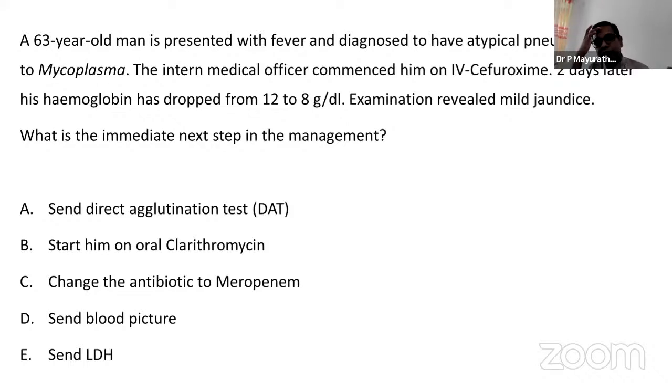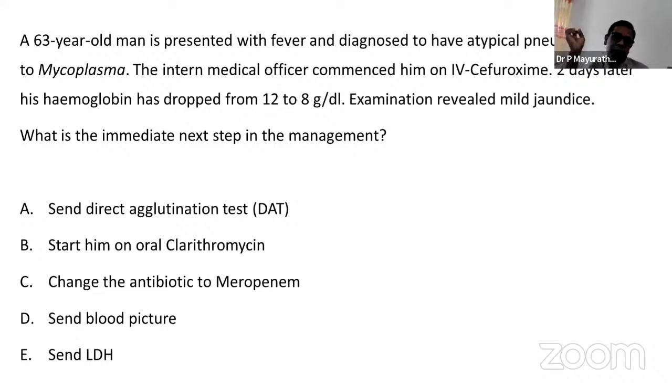So the viral infections are a common cause for cold type of autoimmune hemolytic anemia. And lymphomas again can cause cold as well as the warm type of hemolytic anemia. So here, the well-known feature is mycoplasma. It causes atypical pneumonia and it affects our body almost everywhere. So it's a multi-system disease, including hemolysis. So what is the immediate next step in the management?